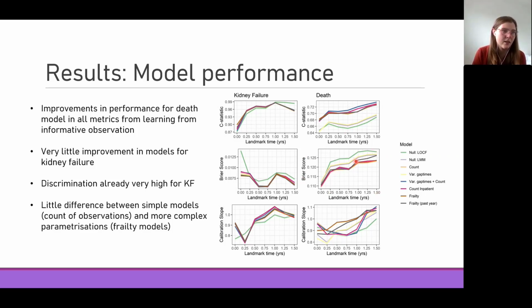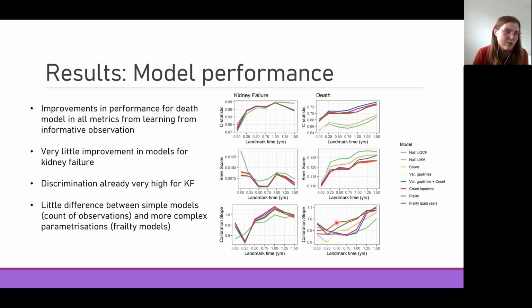But again, the purple and the green lines are the null models, and all of these other ones are ones that have learned from informative observation. The calibration, unfortunately, was quite poor in pretty much all of the models that I fit. So I think that does need a little more investigation. There was quite a lot of variability in that across the bootstrap samples as well. But there were no significant differences really, because they were so variable.